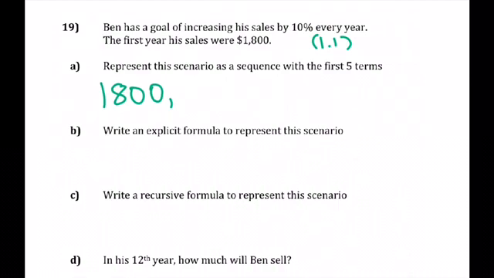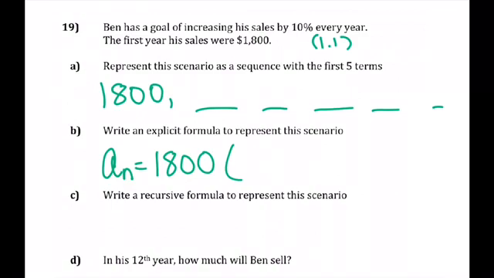So do 1,800 times 1.1 times 1.1. And so, okay, that's how you're going to get the first 5. And also with money, you're going to have to round to the nearest penny. So after a couple, you're going to need some decimals. Okay, an explicit formula. We're moving along now so we can be done. So Donna, what's the explicit formula? A sub n equals 1,800 times 1.1 to the power n minus 1. Perfect. Okay, in a recursive formula, a sub 1 is obviously 1,800.